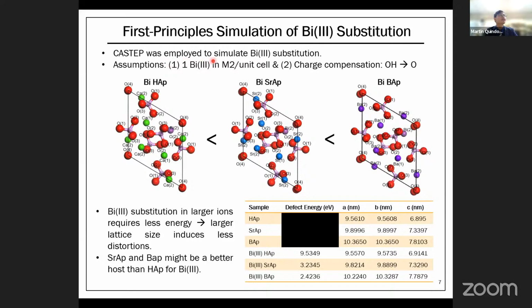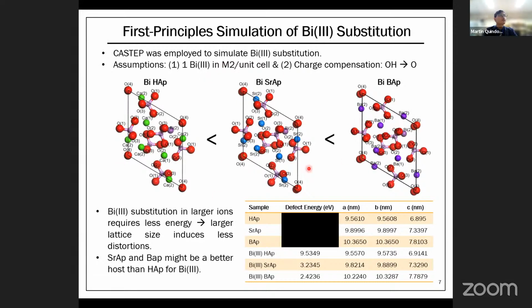And I employ the simulation of the bismuth substitution. But I have two important assumptions. I only have one bismuth, and it is in the M2 site or in the screw axis site per unit cell. And since bismuth has a charge of 3+, and calcium, strontium, and barium have a +2 charge, we have to have a charge compensation of OH to O.